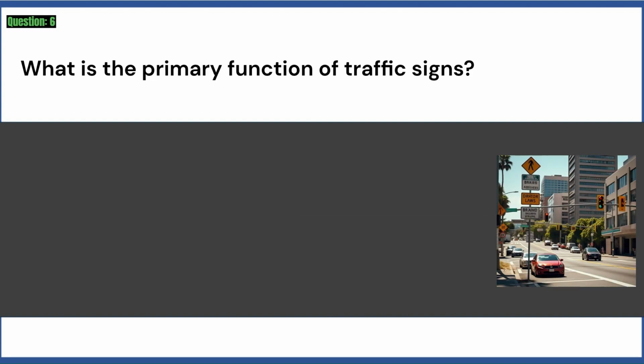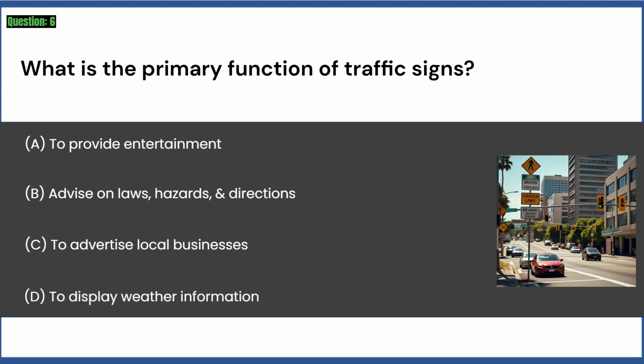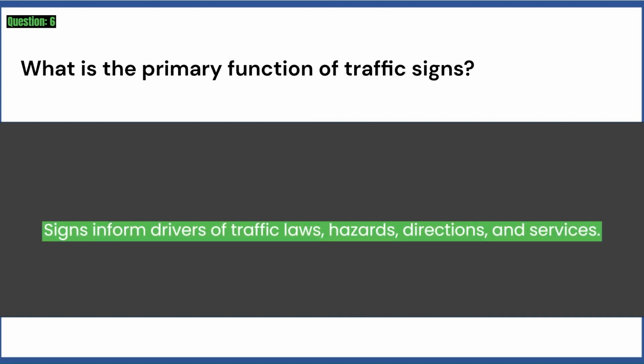What is the primary function of traffic signs? A. To provide entertainment. B. Advise on laws, hazards, and directions. C. To advertise local businesses. D. To display weather information. Answer, B. Signs inform drivers of traffic laws, hazards, directions, and services.